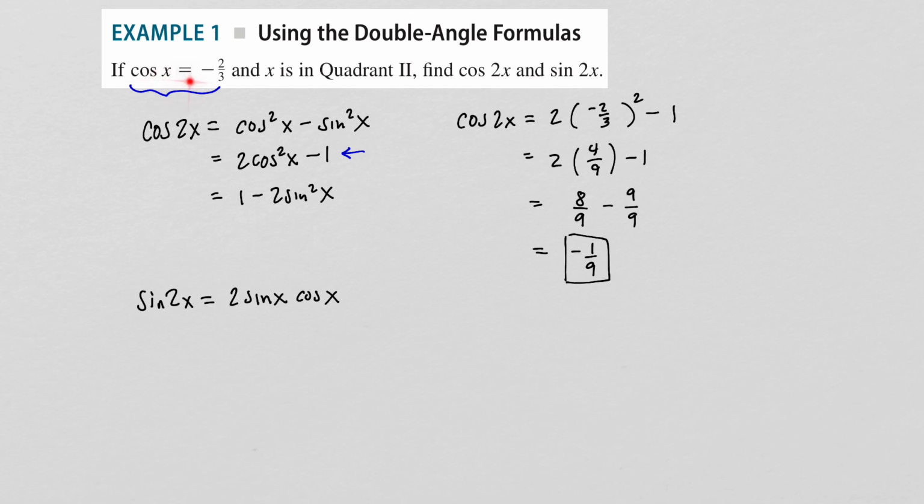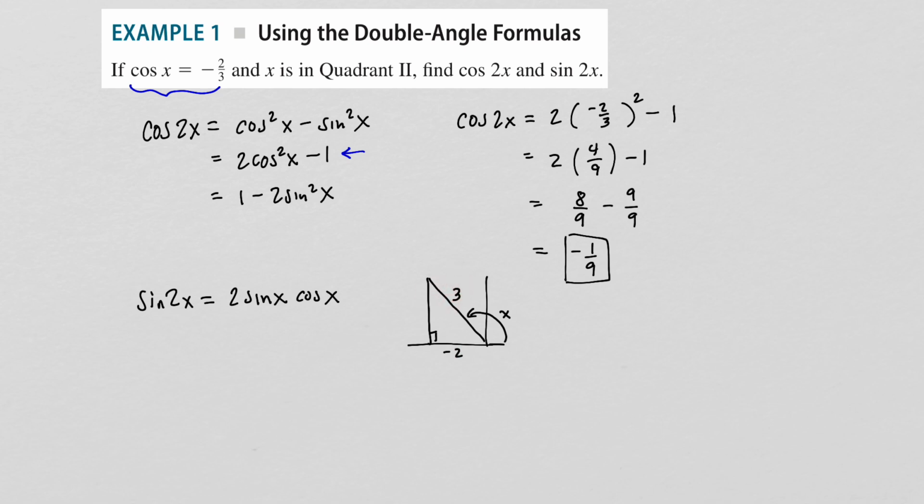So we know the cosine of x is negative 2/3, and we know the angle x is in quadrant 2. We can draw a picture of that. So here is an angle in the second quadrant. That angle is x, and the cosine is negative 2/3, which by the definition is x over r. Or I shouldn't say x because x is the angle. It's the adjacent side divided by the hypotenuse.